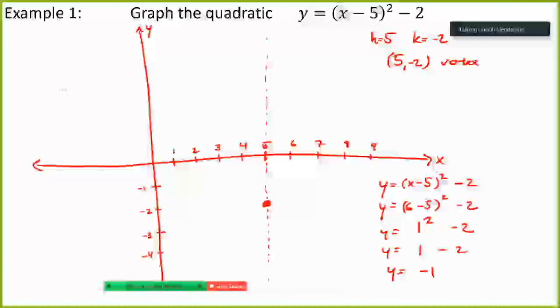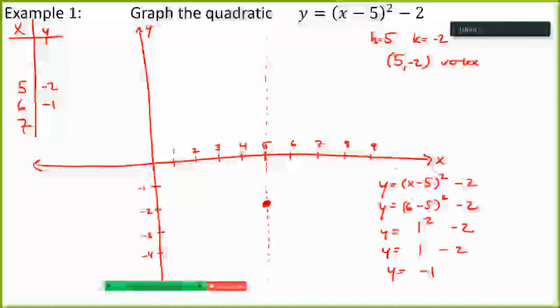So if we make a table to keep track of this information, and I'll do mine over on the left side here, try to make it out of the way. We already know the vertex is 5, -2. We just plugged in 6, and we got out a -1. Let's plug in 7. 5, 6, 7. But I'm out of space. So let's see, I'll do this on the right side. Starting from the beginning.